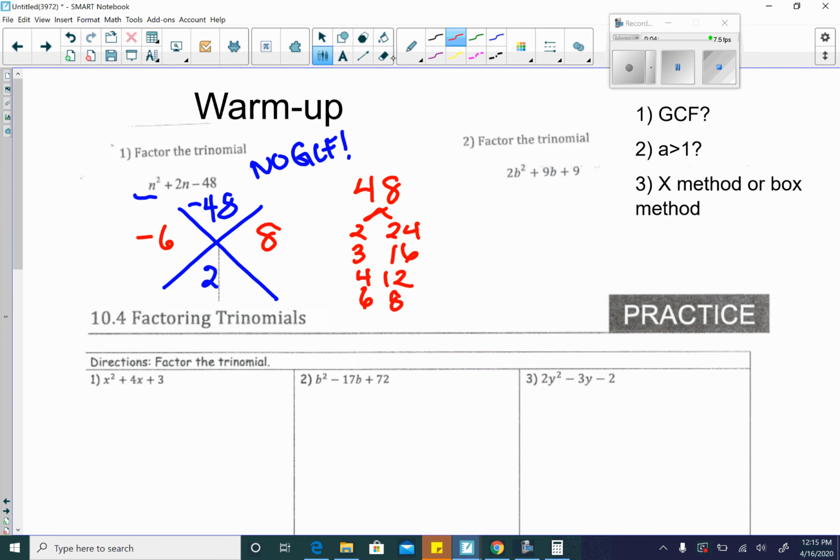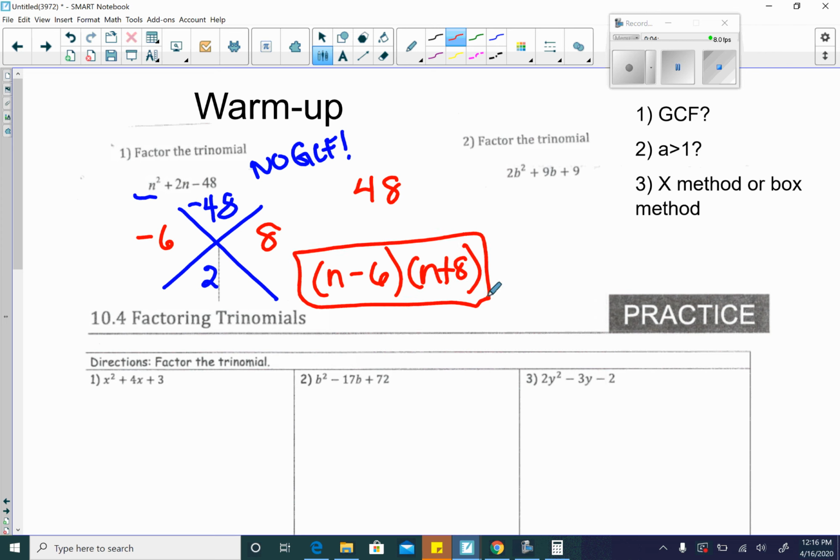Wonderful. How do I write this out? I'm going to write this out in factored form as n, use the variable they give you, n minus 6 times n plus 8. Another question that I've gotten on your Edpuzzle is, does the order matter, Ms. Cullen? No, we are multiplying, so it does not matter. It does matter which one is negative, but it does not matter the order. Let me make that a little bit smaller so we have room for our next problem.